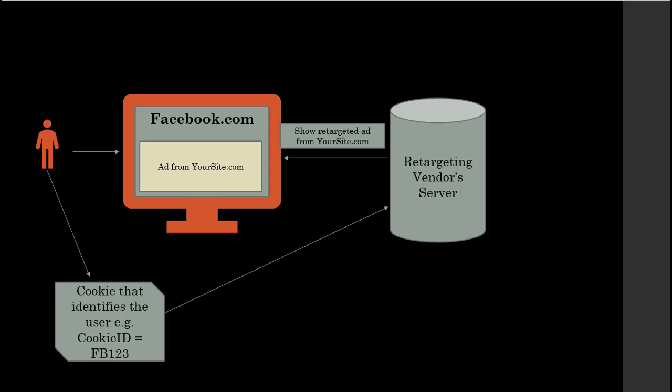So they are using a single cookie that gets dropped on a user's browser when they visit your site. And then the same cookie is used to identify that user as they go across the web or on that vendor's owned property, such as Facebook or Google. And based on the rules that you have set, the vendor serves the ad to the people that you intend to reach.